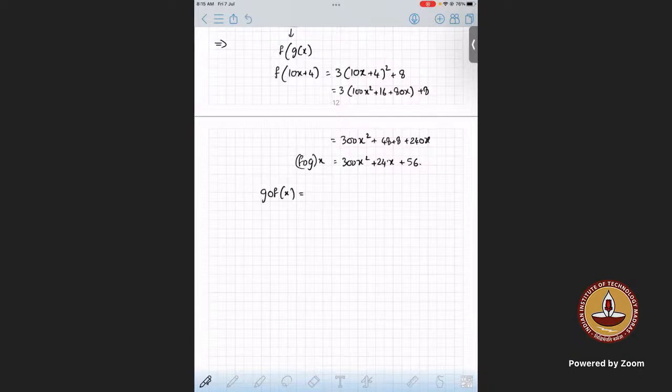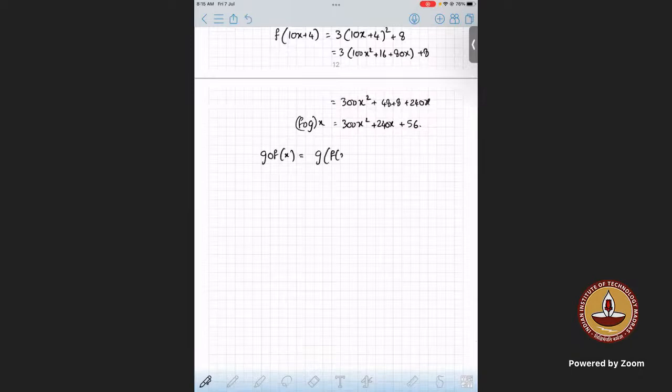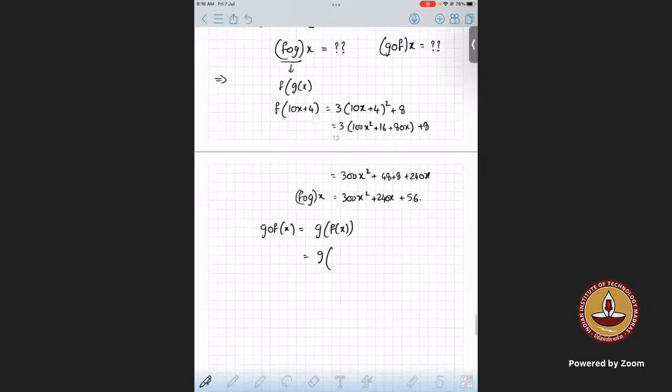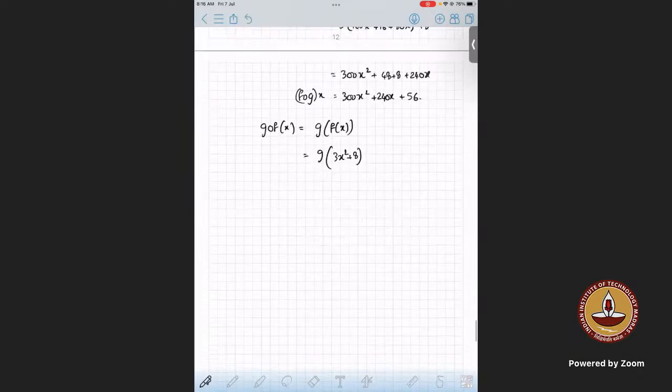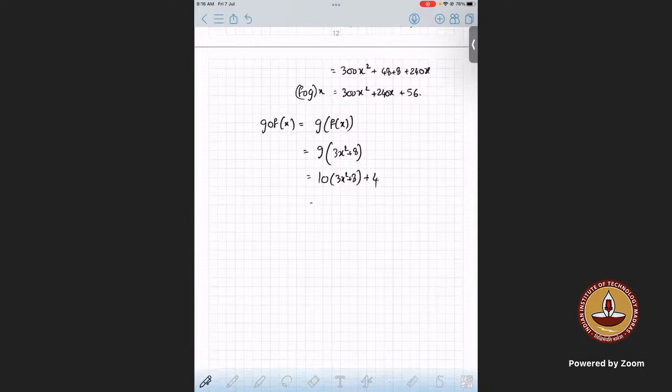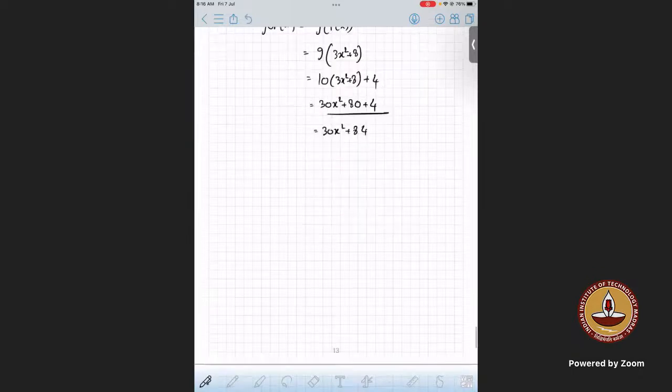Now coming to g of f of x. g of what? f of x is 3x square plus 8. So 10 into (3x square plus 8) plus 4, or minus 4? Plus 4. After the bracket, 30x square plus 80 plus 4. So that is 30x square plus 84. Both are not equal. f of g of x is not equal to g of f of x.